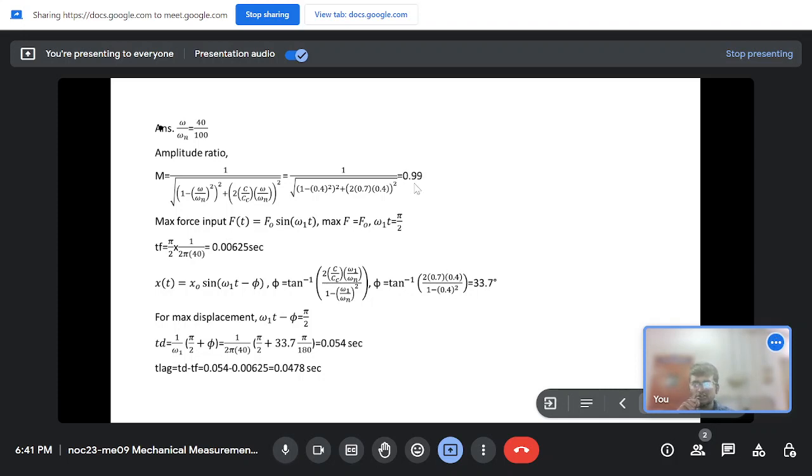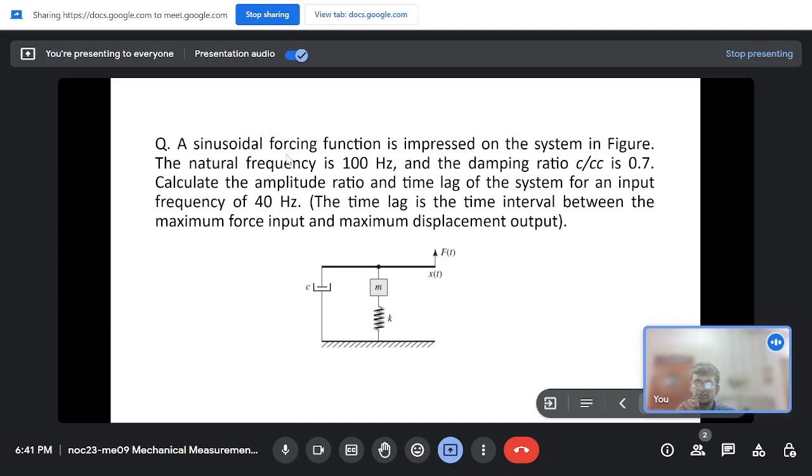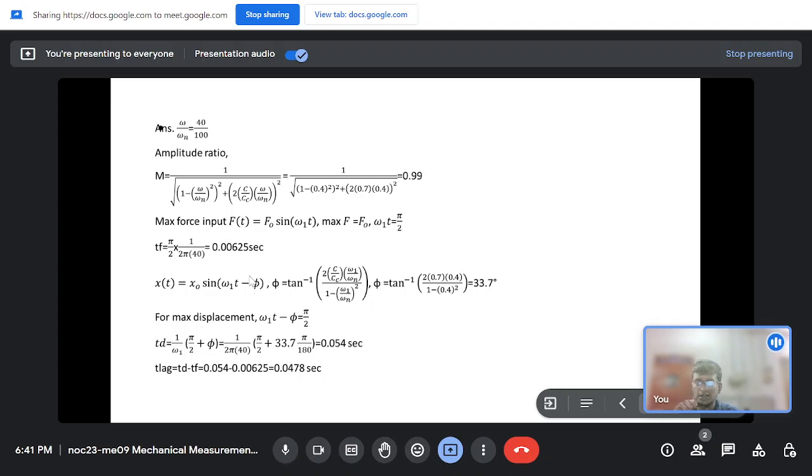In the question, it is given that a sinusoidal forcing function is applied. So the force and displacement, as I said earlier, will vary as a function of sine, and x will vary with a phase lag. In the question, they have asked to find the amplitude ratio and the time lag. Time lag is the time difference between the maximum force and the maximum displacement, and the amplitude ratio we have already found to be 0.99. So we have to find the time at which maximum force occurs.